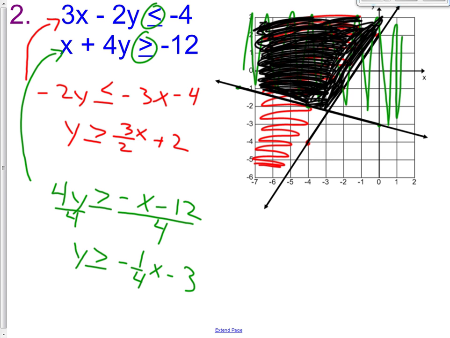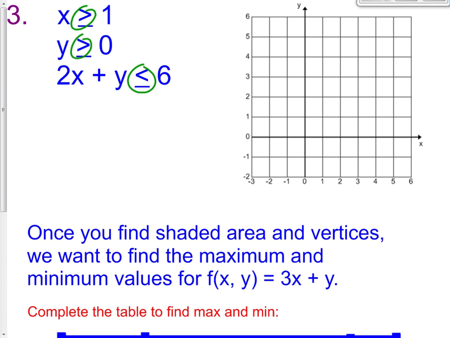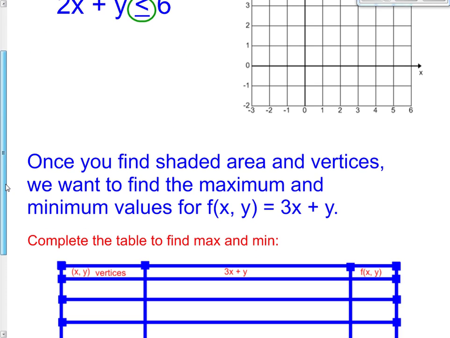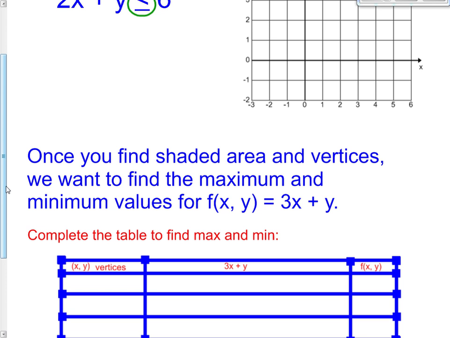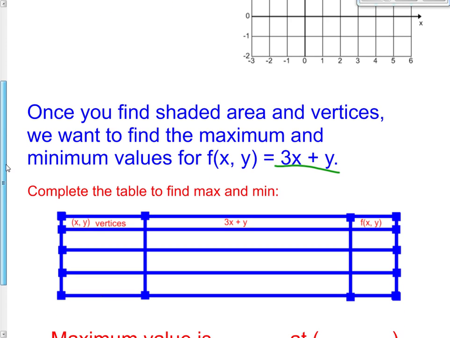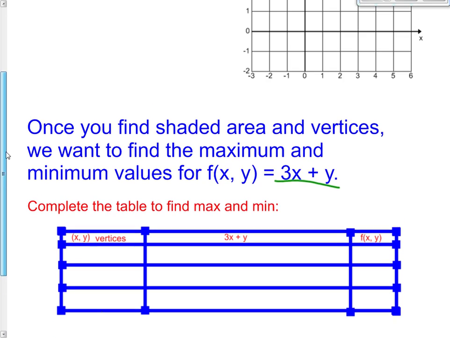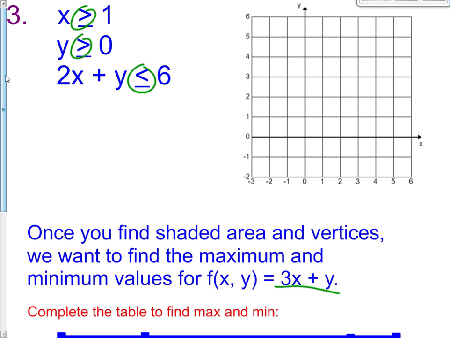Now we're going to add in one more thing to the mix. It says once we find the shaded area and vertices, we want to find the maximum and minimum values for a function of x, y as being this. It might sound kind of confusing right now, but all we want to do is get a shaded region and find the vertices where that shaded region occurs. So we're going to do the exact same thing we did on problems 1 and 2, and we're going to do it for problem number 3.